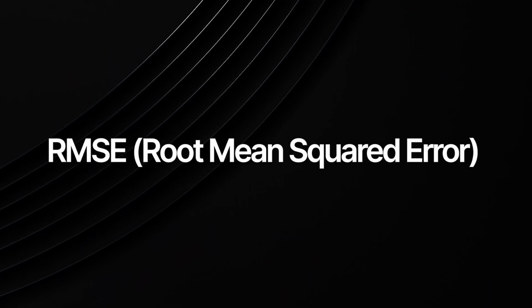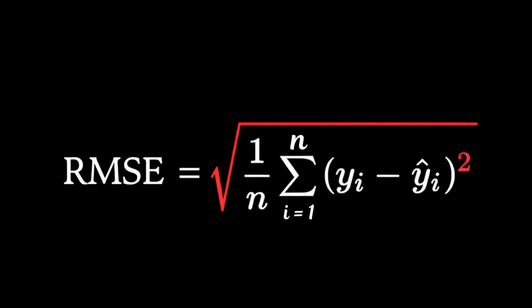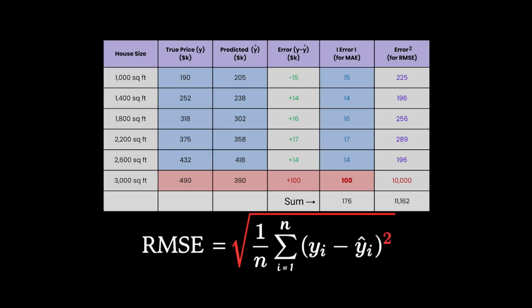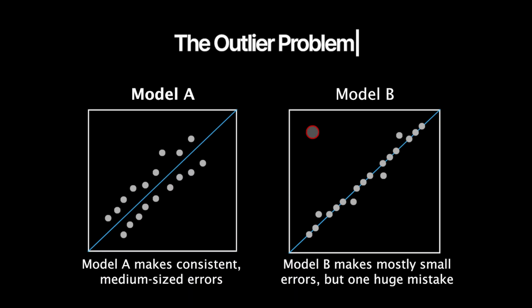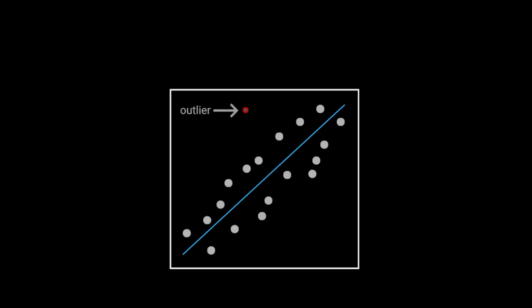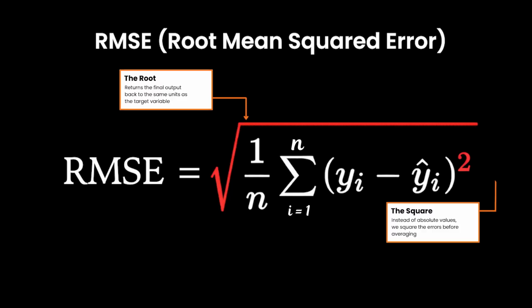Now let's look at a second metric, which is root mean squared error, RMSE. Instead of absolute values, we square the errors. Then we average them, and then we take the square root. So why square them? Because squaring punishes large mistakes more heavily. If one prediction is wildly wrong, then RMSE reacts very strongly to it. RMSE also has the same units as the target, which means if RMSE is $20,000, your typical error magnitude is about $20,000. But it's more sensitive to outliers than the mean absolute error metric.